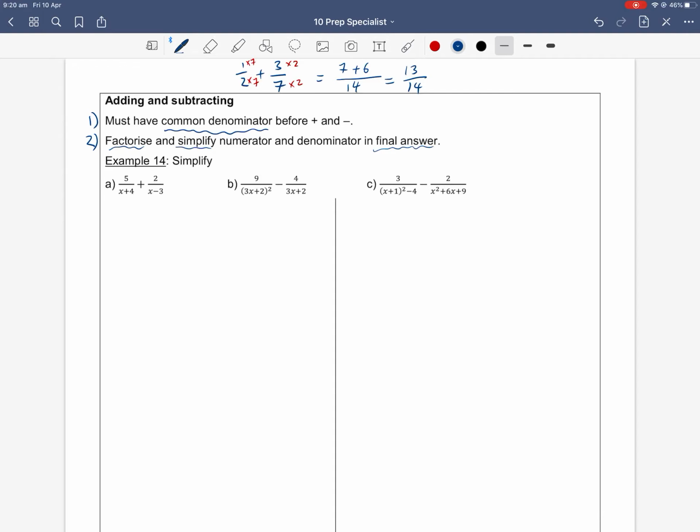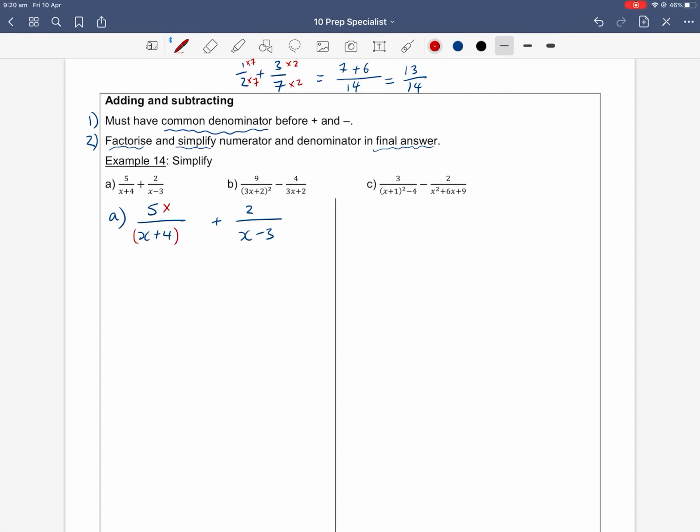Example 14 says, part A, simplify this fraction. So 5 over x plus 4 plus 2 over x minus 3. So step 1, we need to have the same denominator. So on the left we have a denominator of x plus 4. On the right we have a denominator of x minus 3. So the easiest way is to multiply both top and bottom by the other denominator.